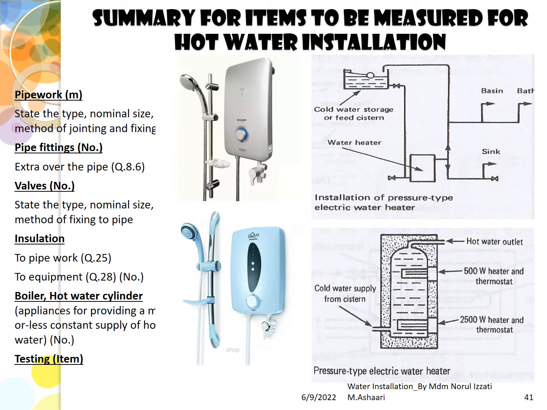Now, if you look at this example, this is what I did mention previously. The pipe work has to be measured in meter. The pipe fitting, you have to measure the bend, the T. And then similar principle, measure in number according to 3.8.6. Okay, for the valve, you have to mention the type of the valve, insulation for the pipe work, insulation to the boiler and also to the cylinder. Then the equipment itself, the boiler or the water cylinder, definitely the last one you have to mention for the testing. So on the right hand side is the review for the system that you have.